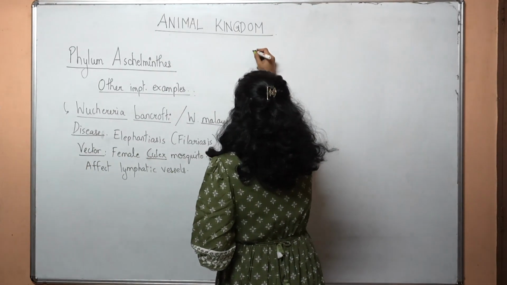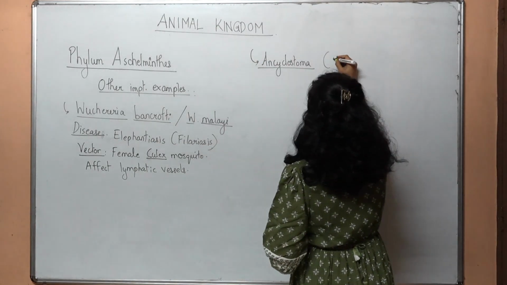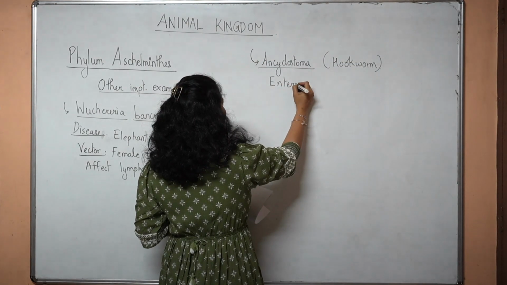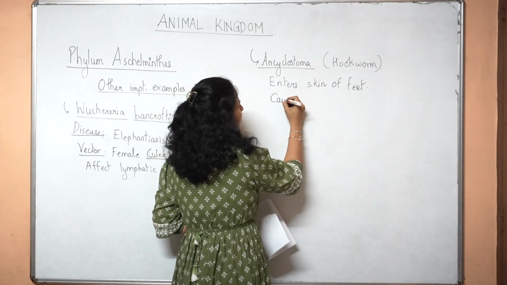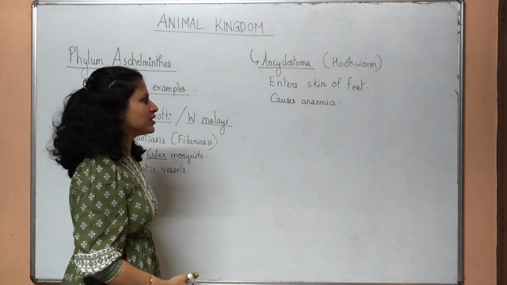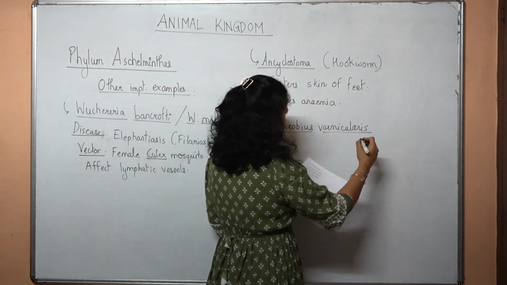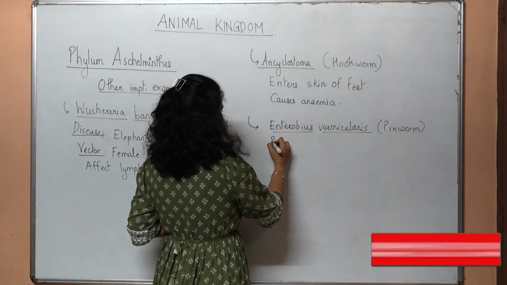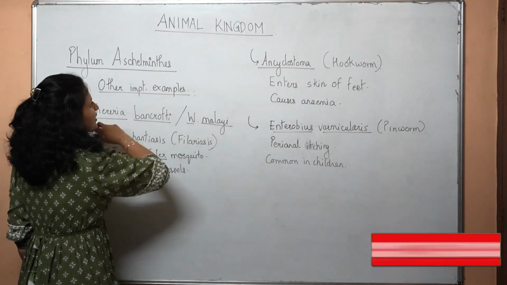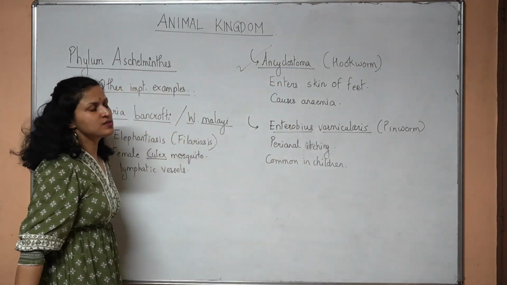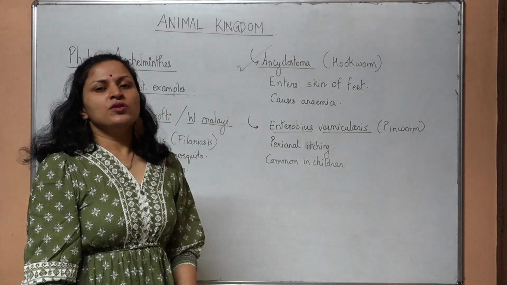Then there is another important example from NCERT, that is Ancylostoma, which is called the hookworm. It enters the skin of the feet, through bare skin, and it causes anemia. Hookworm, you can read more about it if you're interested. Then there is one called Enterobius vermicularis, also called the pinworm. It causes perianal itching, common in children. The Wuchereria and Ancylostoma examples are more important along with the diseases that they are causing. Please study them.